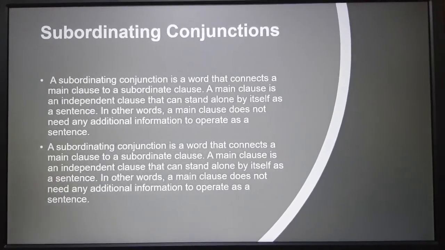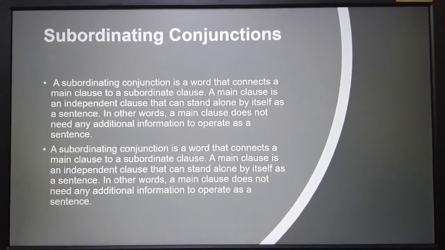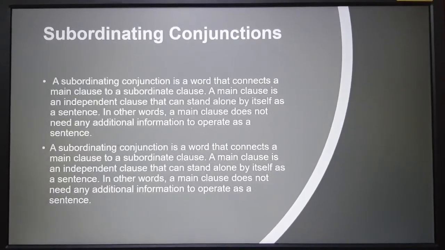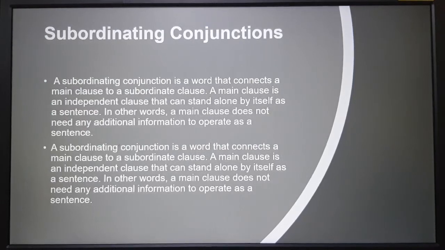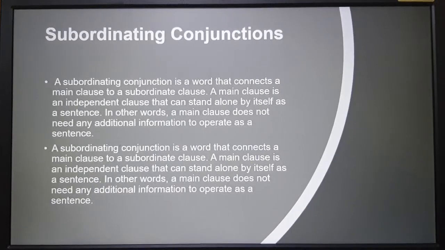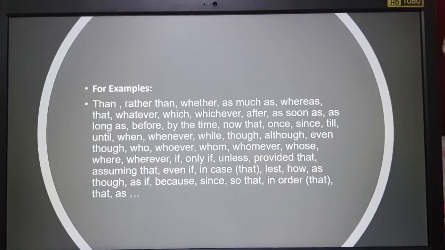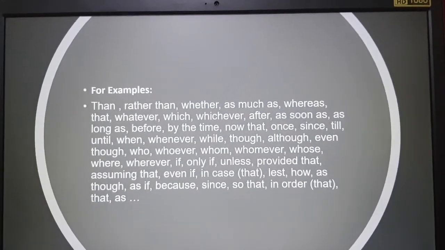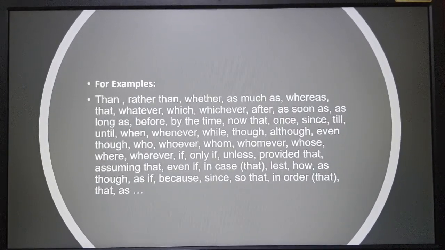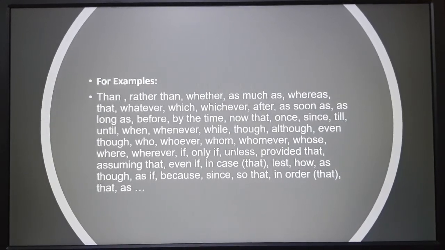A subordinating conjunction is a word that connects a main clause to a subordinate clause. A main clause is an independent clause that can stand alone by itself as a sentence. That's what I told you just now. For example: than, rather than, whether, as much as, whereas, that, whatever, which, whichever, after, as soon as, as long as. So there are so many. You can read all of them here.